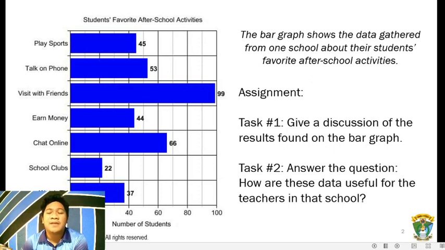So your assignment will be, first, give a discussion of the results found on the bar graph. And second is to answer the question, how is this data useful for the teachers in that school? Or how can teachers in that school use the data about the students' favorite after-school activities? So that will be the end of this lesson on the analysis and interpretation of assessment results, focusing on graphical presentation and textual presentation of data.